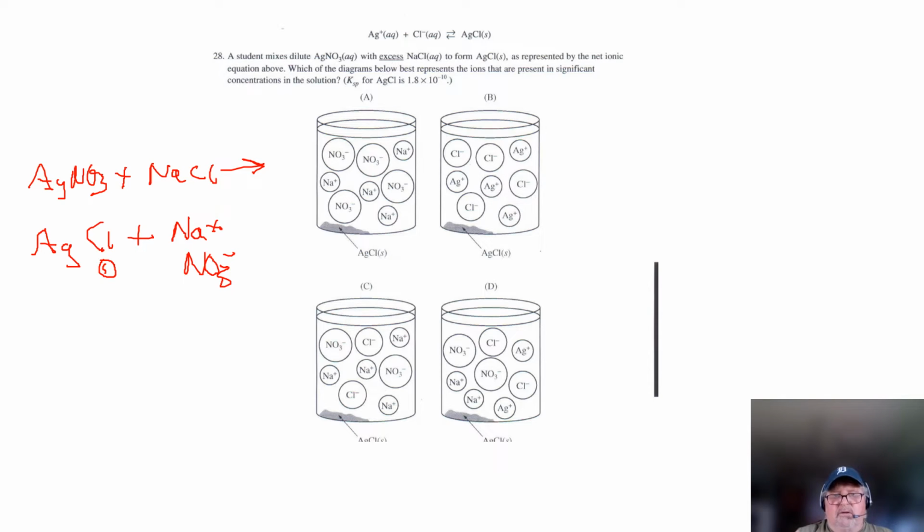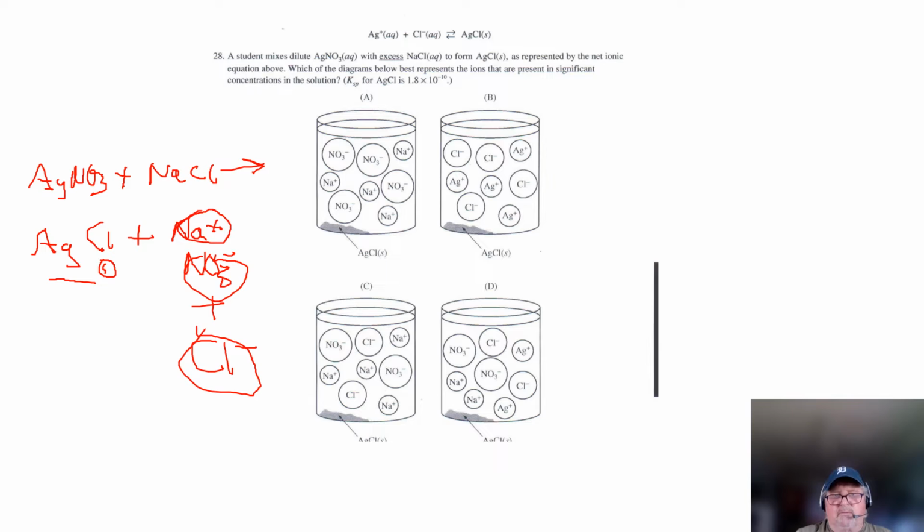And the key word here is excess. That means not all the chloride is going to combine with the silver, and so there's also going to be some chloride left over. So you're going to have this ion and this ion that are soluble, and then this one that's not.